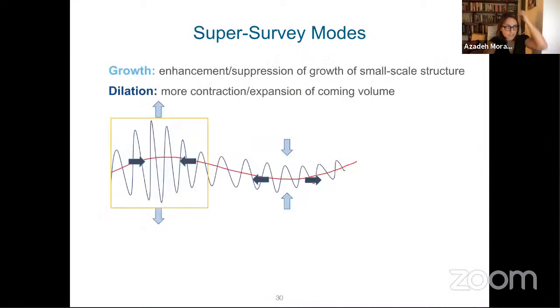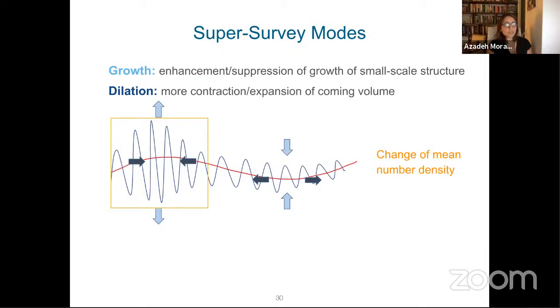Now, physically, what is the impact of these super survey modes? Basically, they have two effects. If you have a survey of a finite volume, like is shown in this orange line, you measure fluctuations inside this volume. But if you have large wavelength fluctuations, like the red line, the impact that it will have on the modes inside the survey is twofold. It will change the growth of structure, so it will cause enhancement or suppression of growth of small structure. And it will also cause a dilation, meaning it will cause more contraction or expansion of comoving volume.